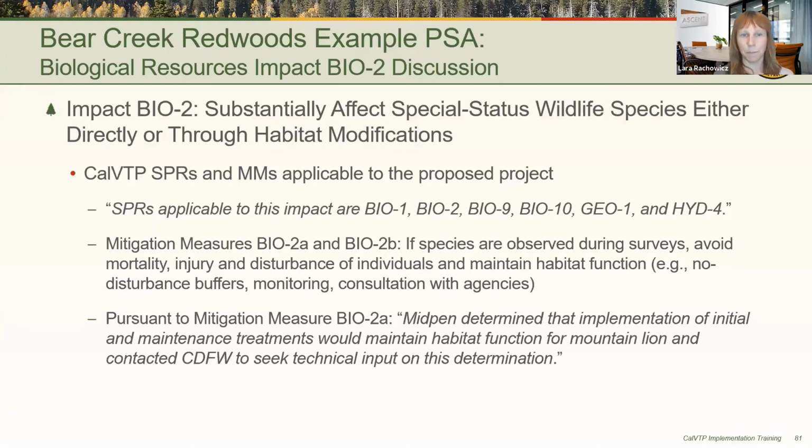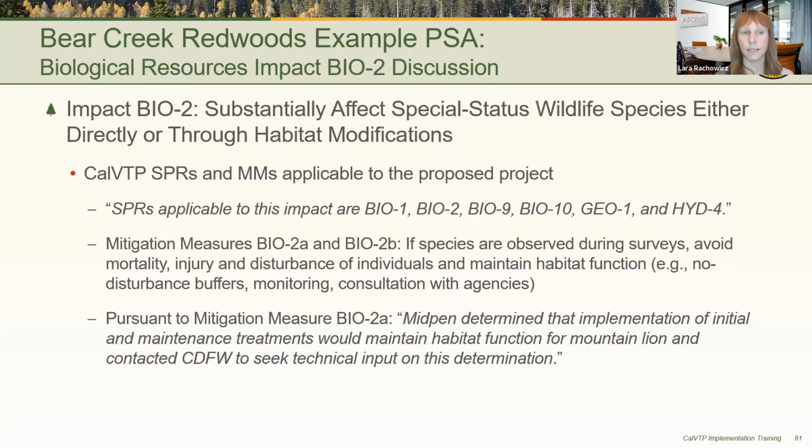The next step in the impact analysis is to include the SPRs and mitigation measures from the CalVTP that are applicable to the proposed project. For the Bear Creek Redwoods example, there are several SPRs that are applicable, such as avoiding nesting season, implementing no disturbance buffers along perennial streams, conducting additional surveys for special status wildlife, and a few others. If special status wildlife are observed, mitigation measure Bio 2A for listed and fully protected species and Bio 2B for non-listed special status wildlife species would be required.